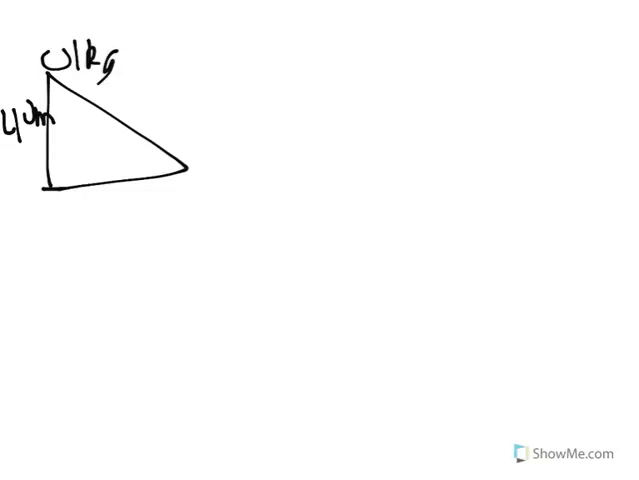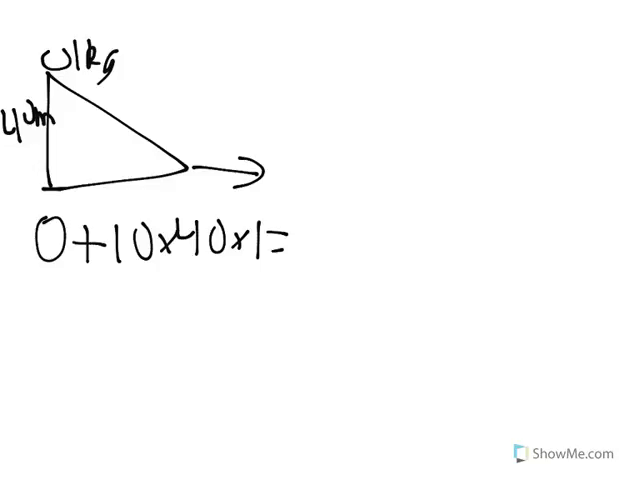Let's imagine a ball at the top of a hill. The hill's 40 meters high, and the ball's 1 kilogram. How fast is the ball going to be going when it comes out the bottom of the hill? So let's try to do this together. The kinetic energy at the top is 0. The potential energy is mass, gravity, height: 10 times 40 times 1. So that's going to equal 400.